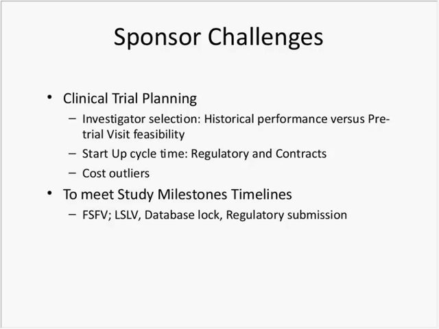Okay, then you want to meet your study milestone timelines. So we mentioned the first subject first visit, but the last subject last visit, of course, is the most important. And then you have your database lock and your regulatory submission. So meeting all those milestones that are set out ahead, that's, again, one of those sponsor challenges. And the sites are not always so aware of all these other internal things that you need to meet.